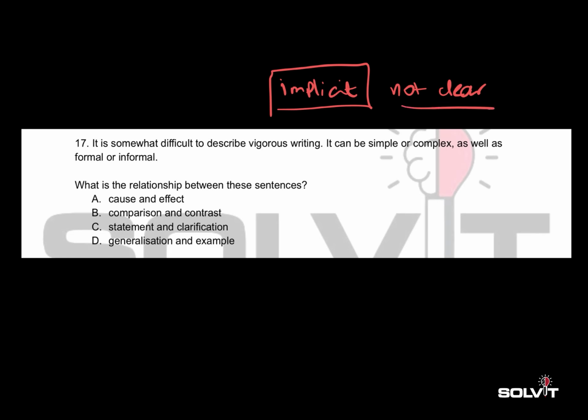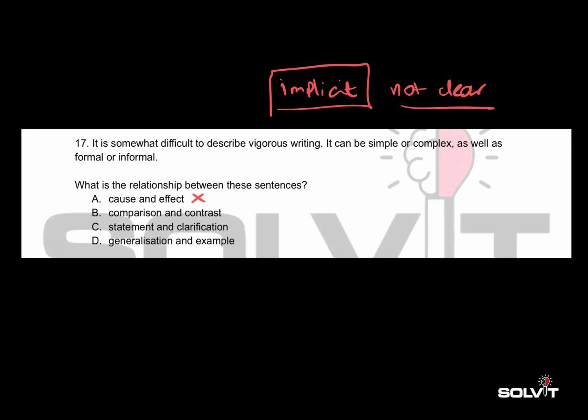Okay, so let's see if we can infer from the sentences what the relationship is. Let's look at the options. Is it cause and effect? It's not cause and effect, right? Because it's not talking about an event and then another event that is happening in consequence to the first event. So this is not cause and effect at all.